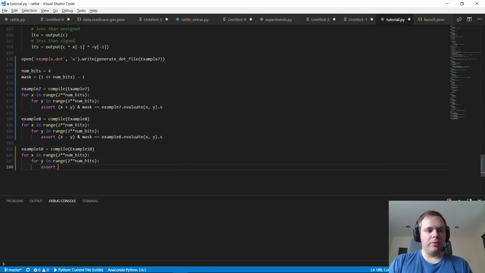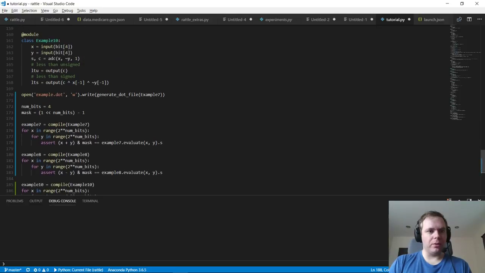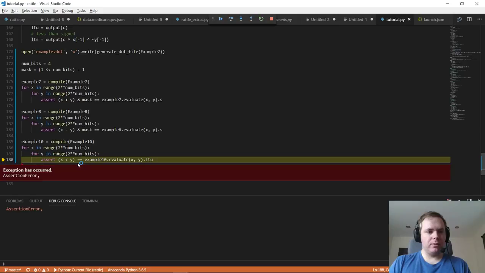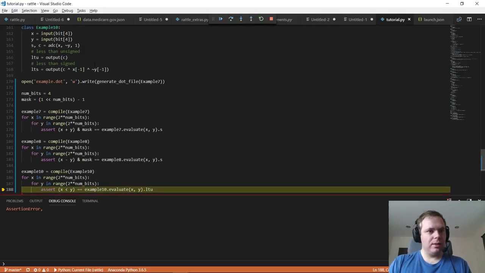So we're going to verify that x less than y unsigned is the same as if we evaluate this circuit. There's only 2 operands, right? Yeah. If we evaluate this circuit and take the LCU output, and this, you know, this may not work. It doesn't work. That's fine.